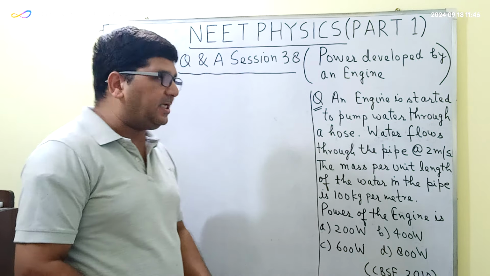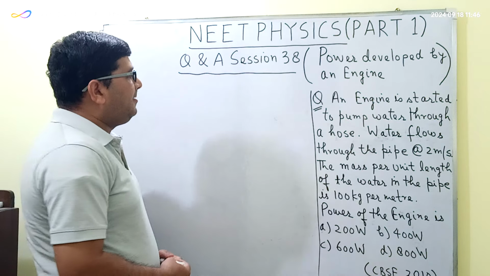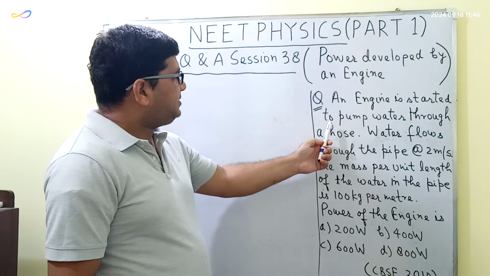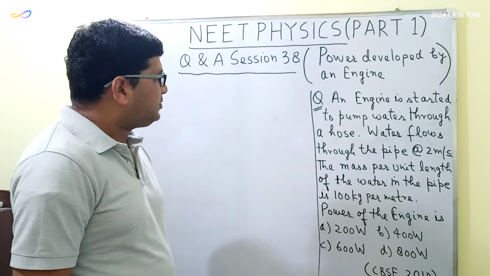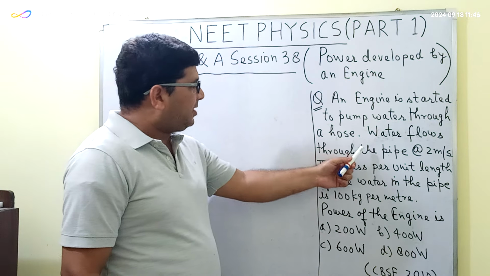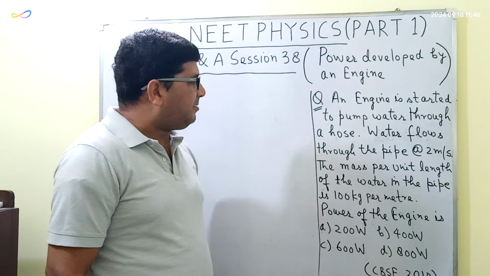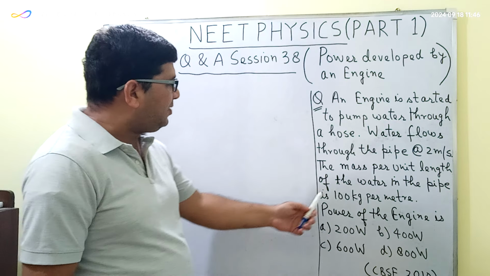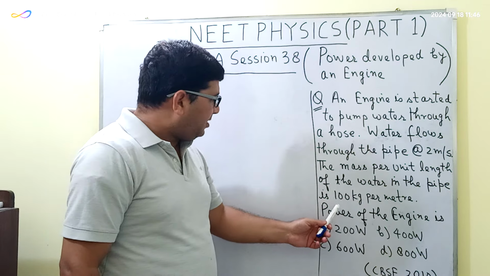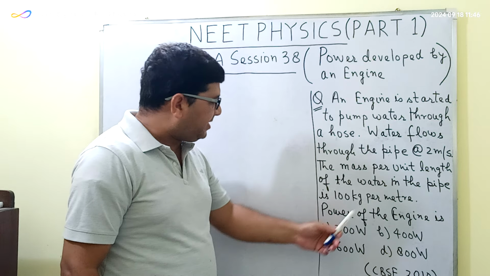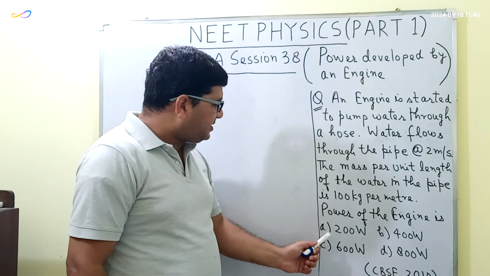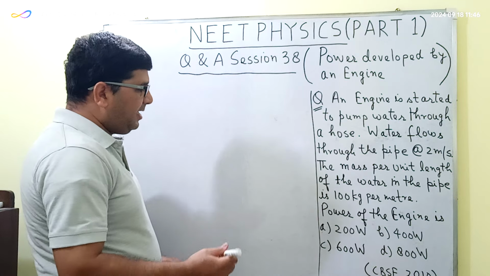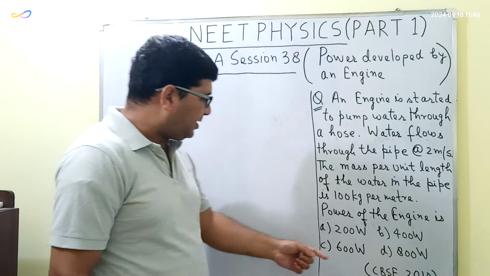in the year 2010. So, here the question is, an engine is started to pump water through a hose. The water flows through the pipe at the rate of 2 meter per second. The mass per unit length of the water in the pipe is equal to 100 kg per meter. So the power of the engine is. So here we have been given 4 options and we have to find the correct one.